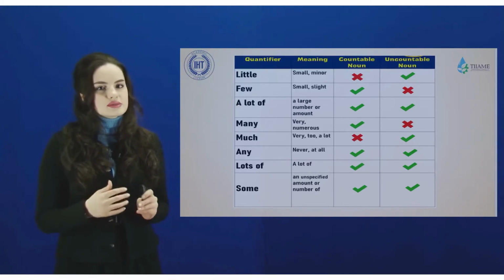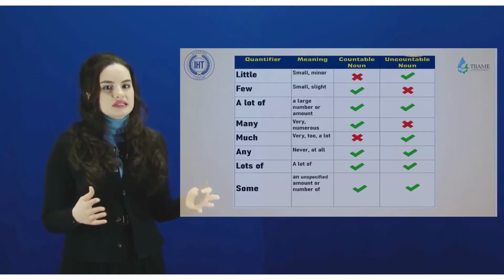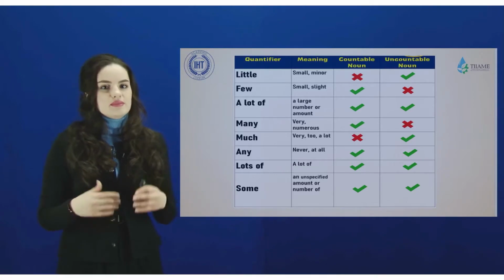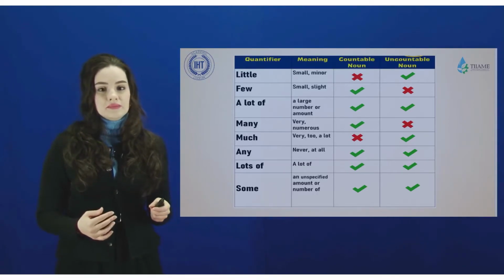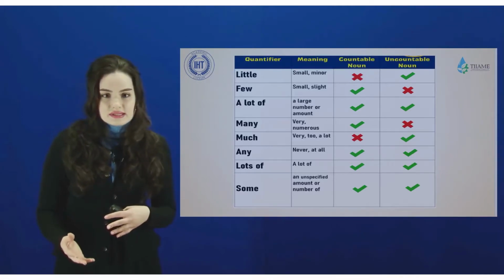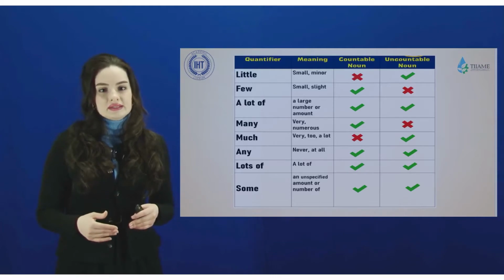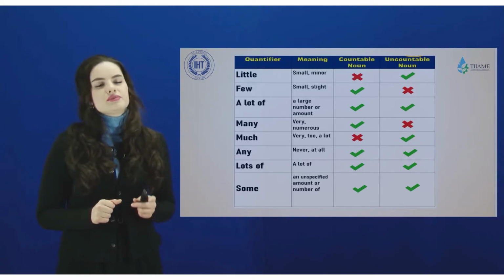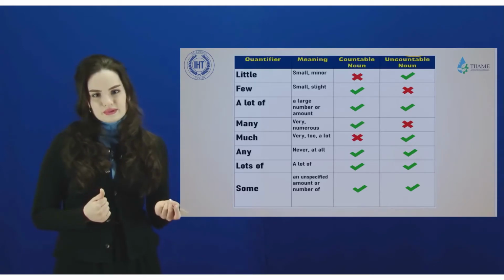Of course, these quantifiers also have some other peculiarities. They may be used in some other situations, for example in affirmative sentences or negative sentences, but anyway you should remember that firstly you should pay attention to the form. Is it singular or plural?